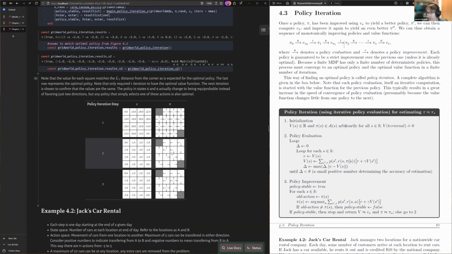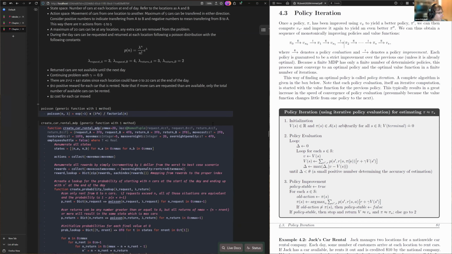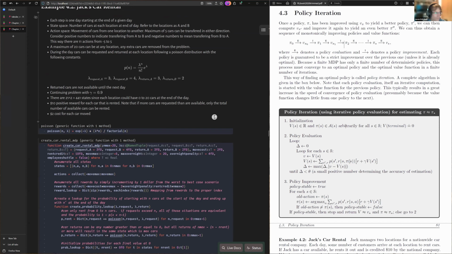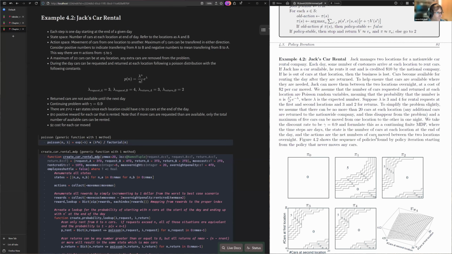So does that make sense to people for the really simple example of this grid world, how policy iteration works? Okay, so I guess we'll move on to the car rental example.